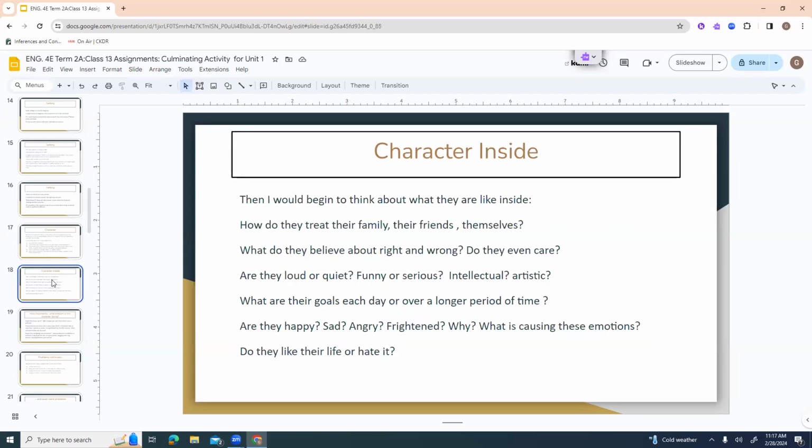Okay. That was the outside. Obviously, we also need to know what they're like on the inside. How do they treat their family, their friends, and themselves? What do they believe about right and wrong? Do they even care? Are they loud or are they quiet? Are they funny or serious? Intellectual, artistic, athletic? What are their goals each day or over a longer period of time? Are they happy, sad, angry, frightened? Why? What's causing these different emotions? Do they like their life or do they hate it?